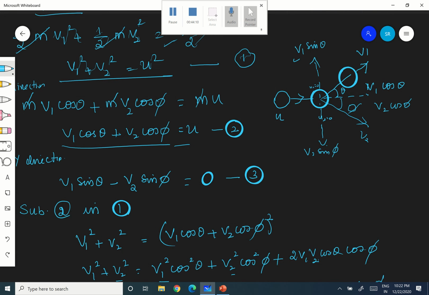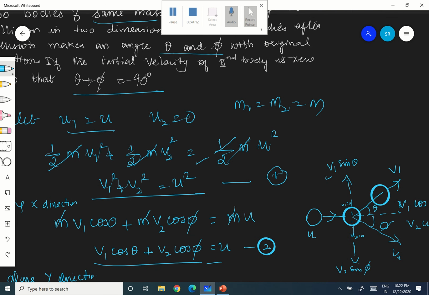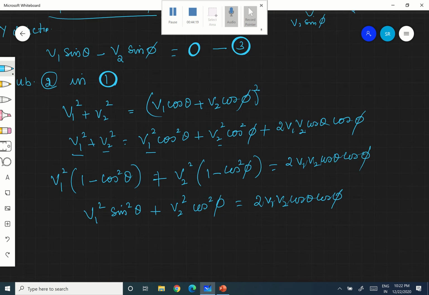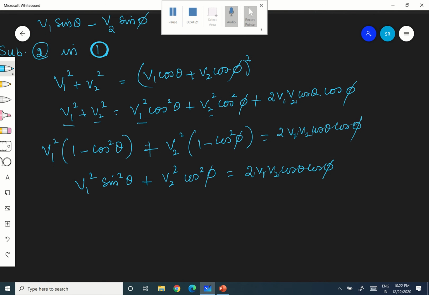What should you prove here? You have to prove that theta plus phi is equal to 90 degrees. For that only we are doing these things. Now you tell me. So it is v1 squared sin squared theta plus v2 squared sin squared phi, that is equal to v1 v2 cos theta cos phi.